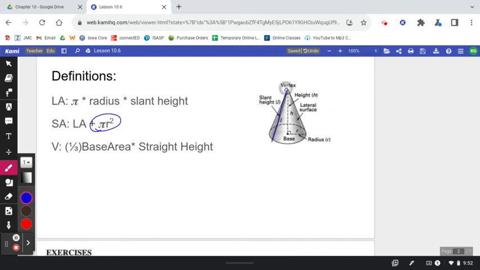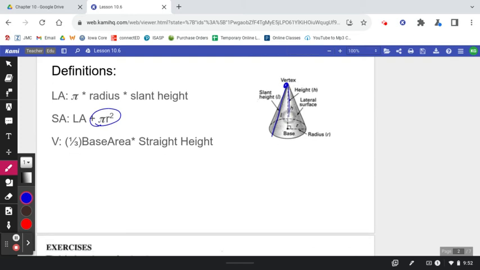And then again, this is a pointed figure, so for our volume, we're doing 1/3 the base area times the straight height. And remember, the straight height is the one that comes down the middle here.